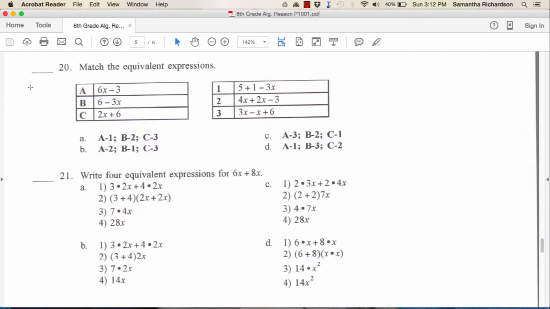Question 20. Match the equivalent expressions. So here you have options A, B, and C, and you match each of those with its equivalent expression 1, 2, or 3. Option A: A goes with 1, B goes with 2, C goes with 3. Option B: A goes with 2, B goes with 1, C goes with 3. Option C: A goes with 3, B goes with 2, C goes with 1. Option D: A goes with 1, B goes with 3, C goes with 2.